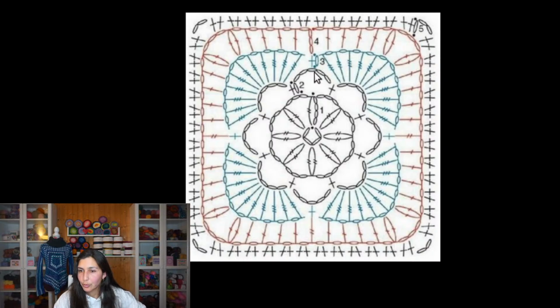Going to have to print that stitch guide out. Yes, Anita, that is actually a good idea.